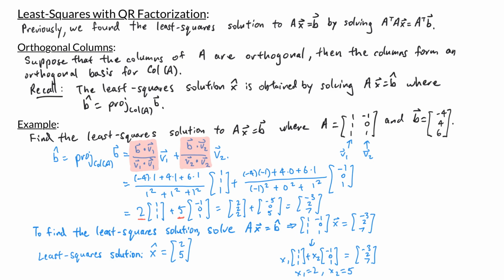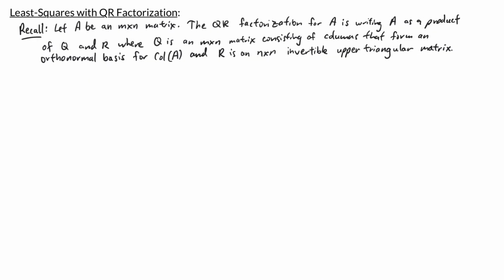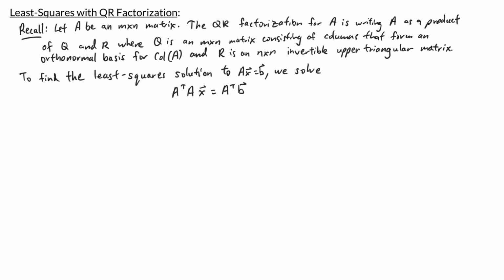So now let's look at how to find least square solutions when we have a QR factorization for the matrix A. Recall that if A is an m by n matrix, a QR factorization for A is writing A as a product of a matrix Q and R, where Q is an m by n matrix consisting of columns that form an orthonormal basis for the column space of A, and R is an n by n invertible upper triangular matrix. So again, one way of finding the least square solutions to Ax = b is to solve the equation A transpose A times x equals A transpose b.